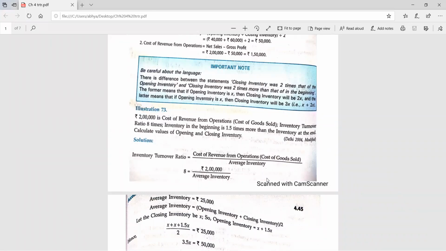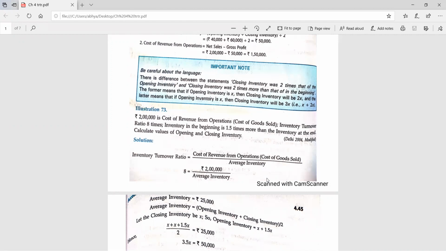So am I clear with this thing? If more than is written, then x will be added. If more than is not written, and only 2 times or 3 times is there, then we just multiply by 2 or 3. But in this statement, it is 1.5 times more than the inventory.